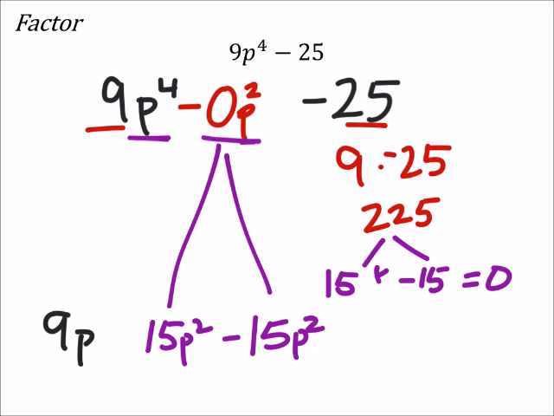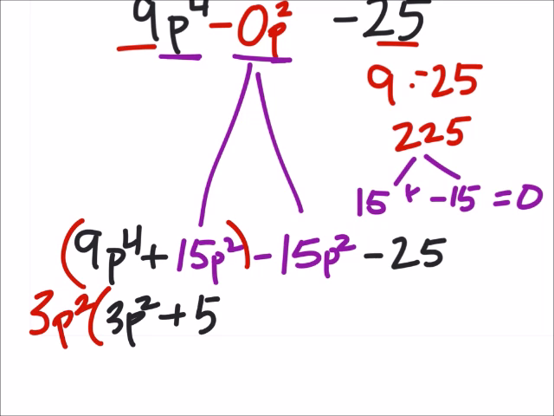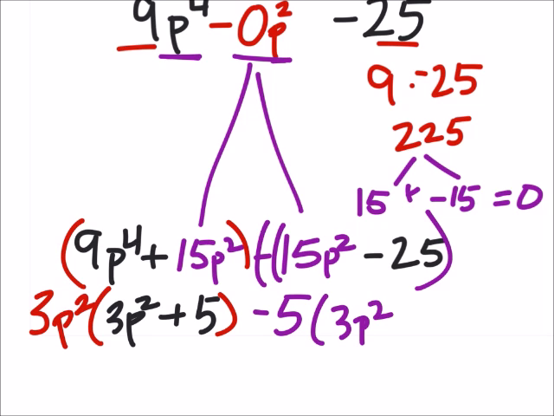Of course, we still have the 9p to the power of 4 and the minus 25. That's really the nice thing about perfect squares like this, is it works out, well, kind of perfectly. Now, in these two terms, we can factor out a p squared, and it looks like 3. So inside the parentheses now, I've got a 3p squared plus 5. And then we're going to factor out a negative 5, it looks like, from these two terms. Well, these two terms. And that leaves me with 3p squared minus 5.